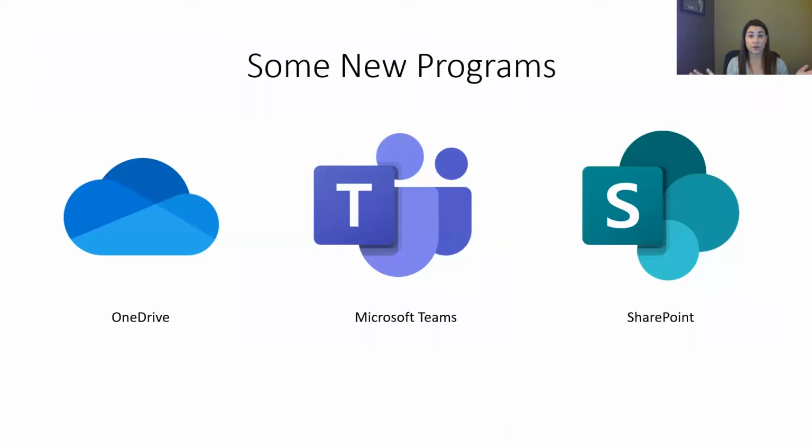So first, I just want you guys to see, what do these logos look like? What are the programs that we're talking about? I don't know about you, I'm a visual learner, so I figured this would be helpful. On the left, we've got OneDrive, then we've got Microsoft Teams, and we've got SharePoint. These are the big players that come with Office 365 that you may or may not be familiar with, right?